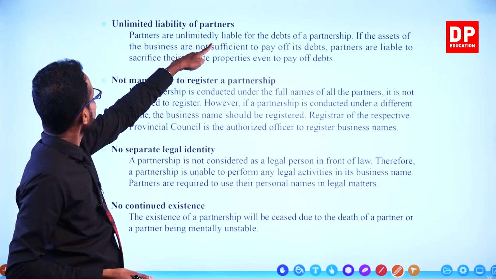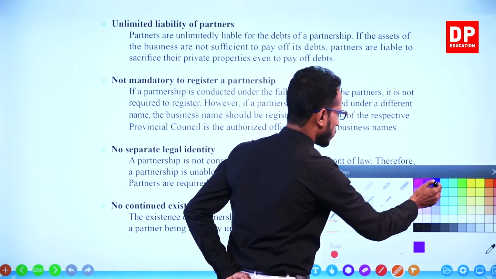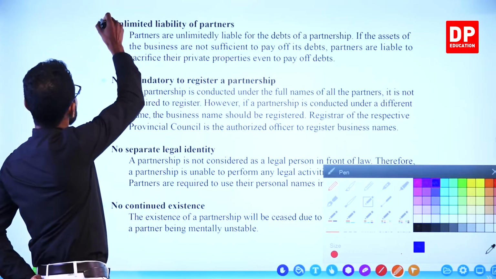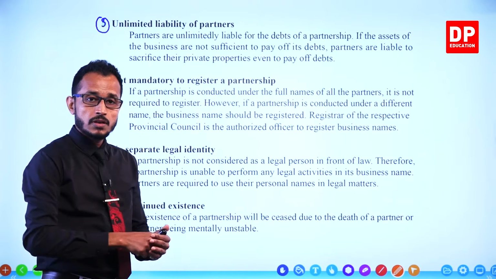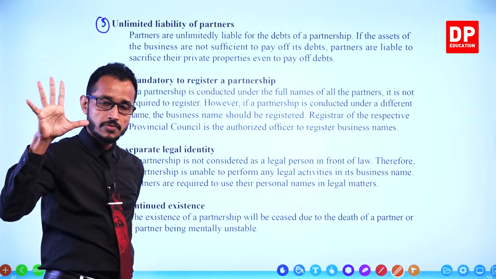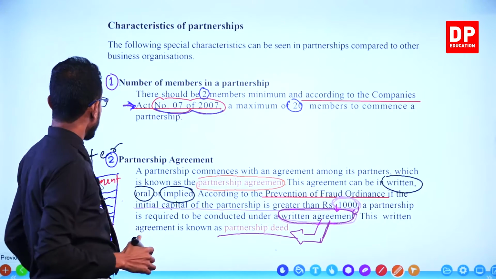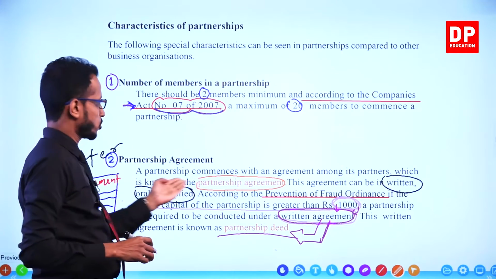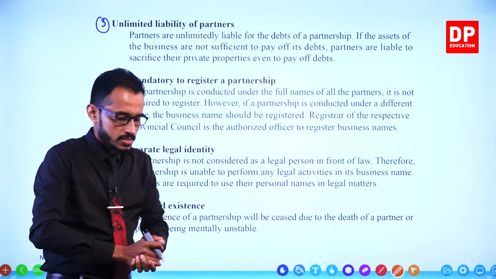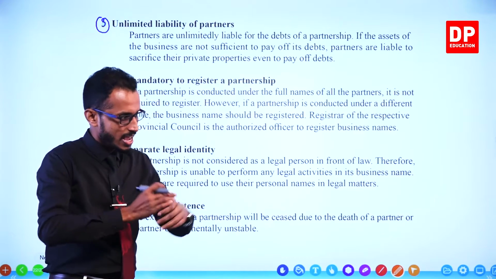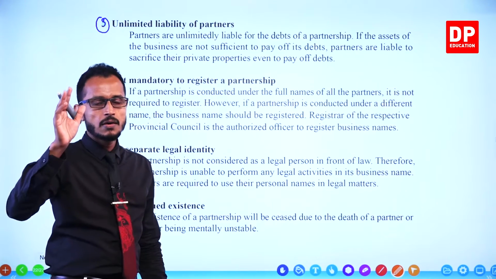Again, unlimited liability of partners. This is the third feature, right? Can you remember how many features we have already discussed? How many features? 1, 2, 3, 4, 5? No, only 2, right? 1, 2. Third one is this, unlimited liability. All the partners collectively must bear the liabilities of the business. Loans should be paid back even by sacrificing their personal properties.